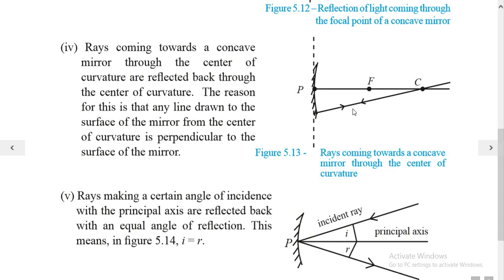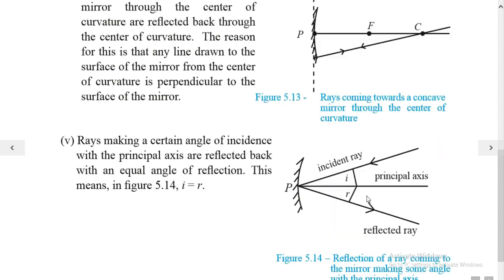There's also a reason for that. Any line drawn to the mirror surface from the center of curvature is perpendicular to the surface of the mirror. That is the reason the reflected ray travels back along the same path. This is the last one.